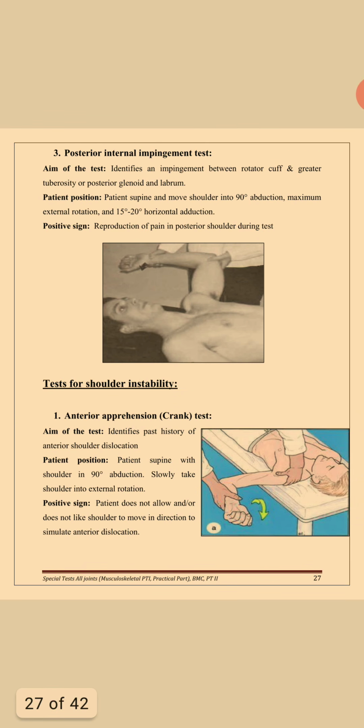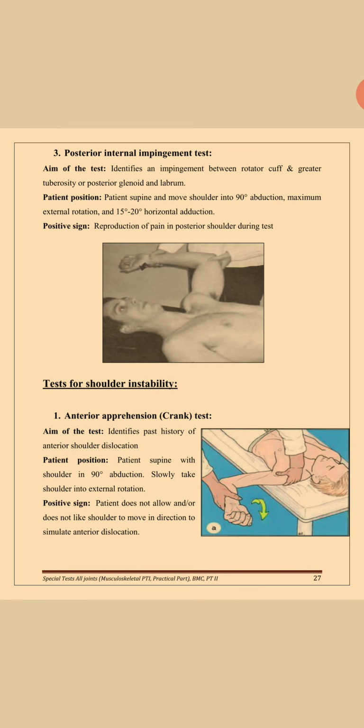Posterior internal impingement test. Aim of the test: identifies an impingement between rotator cuff and greater tuberosity or posterior glenoid and labrum. Patient position: patient supine and move shoulder into 90 degrees abduction, maximum external rotation and 15 to 20 degrees horizontal adduction. Positive sign: reproduction of pain in posterior shoulder during test.